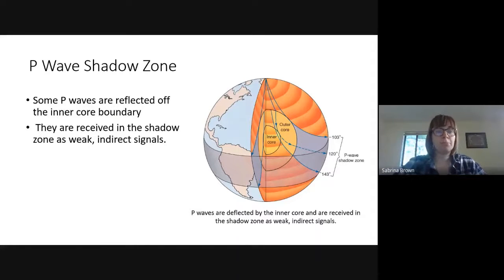So sometimes we do get P waves into the P wave shadow zone due to reflection off the inner core, but these are usually weak indirect signals. But again, that's additional evidence for an inner core that is solid.